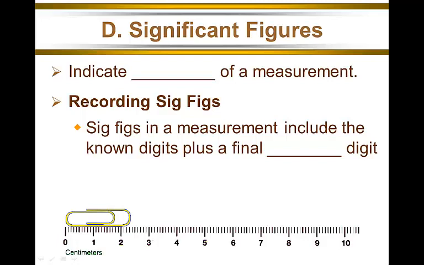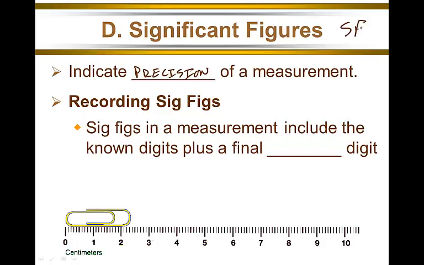Okay, so we're going to be talking about significant figures now. We kind of mentioned this word a little while ago, but now that we've talked about accuracy and precision, significant figures indicate the precision of a measurement. Think back to last video real quick. Percent error was all about accuracy. Significant figures are all about precision.